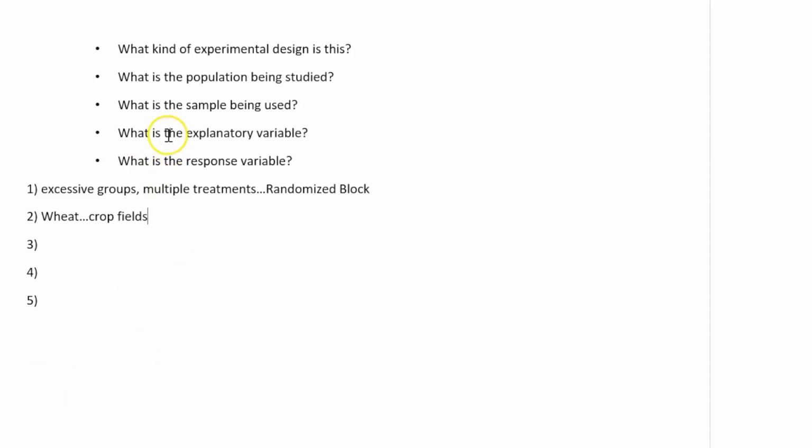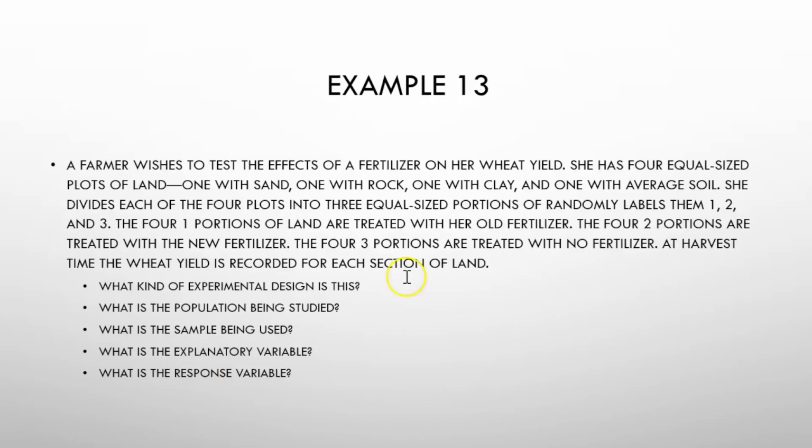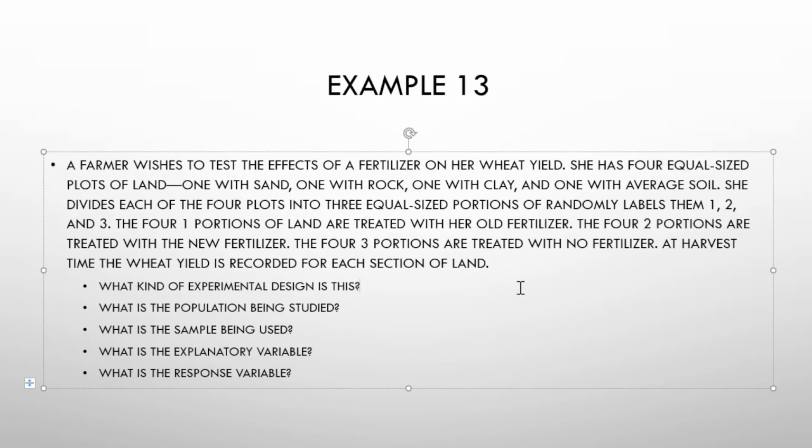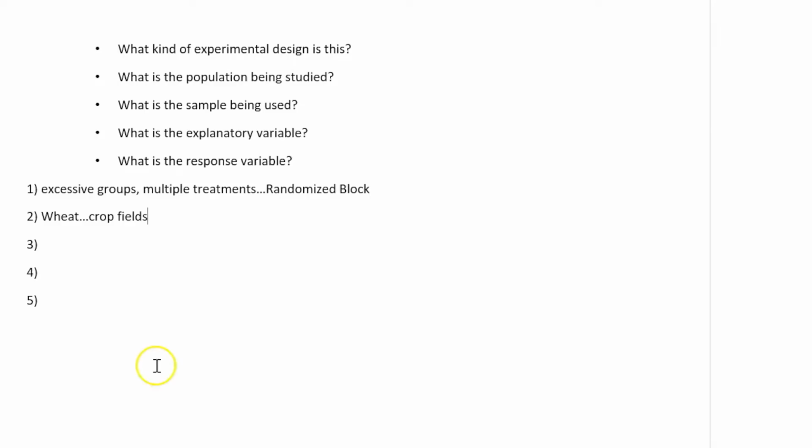All right, on to our third one. What is the sample being used? Now, there's a couple ways to answer this one too. The most general would be her wheat fields, right? Because that's what we're looking at, but she gets a little more specific. Here we see she has 4 equal-sized plots of land. So that would be my samples. The 4 equal-sized plots of land, that's where she's actually doing her experimentation, right? So one with sand, rock, clay, and average soil. We have a couple different environments we're looking at here. That's why she utilized the block, because there's some other things she wants to look at. So if we go ahead, we can throw that in here.